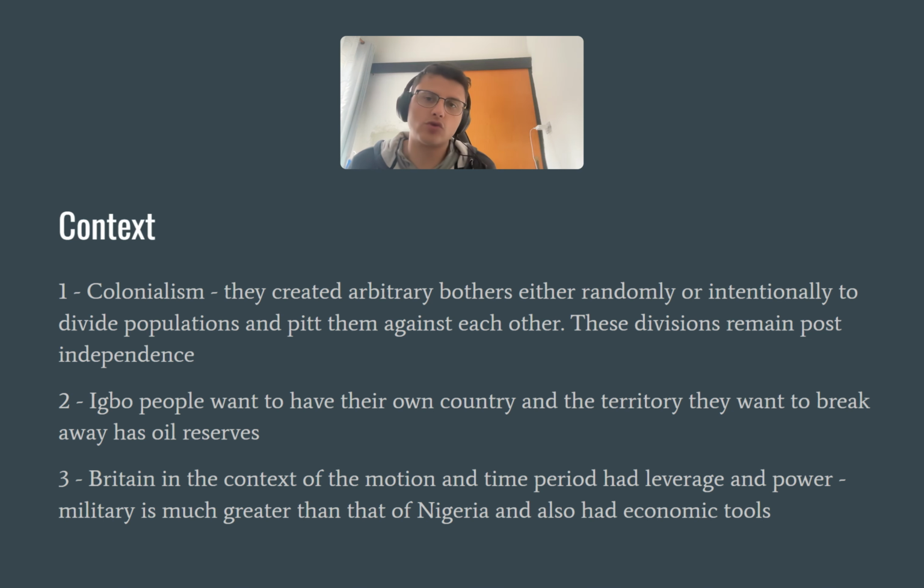This is a very unfortunate thing that happened, but it is a fact in many of these regions that the sole idea was to use divide and conquer tactics to put different populations against each other, so that it's much easier to rule them when they're divided rather than unified. So post independence, it's very likely that many of these divisions still remain.